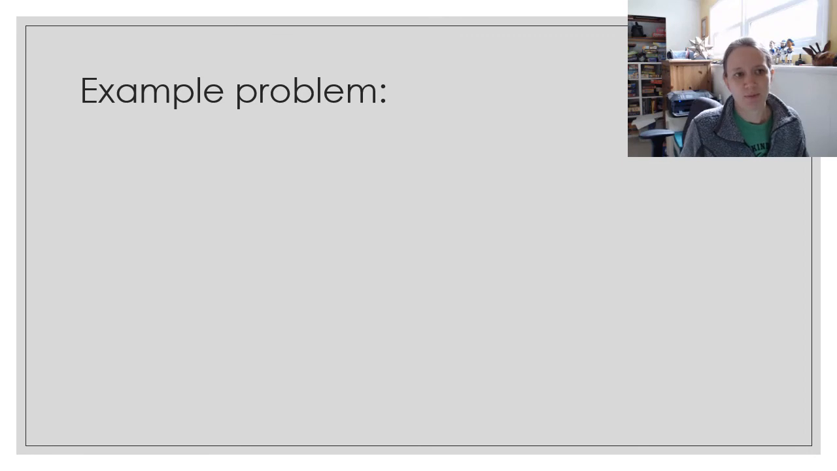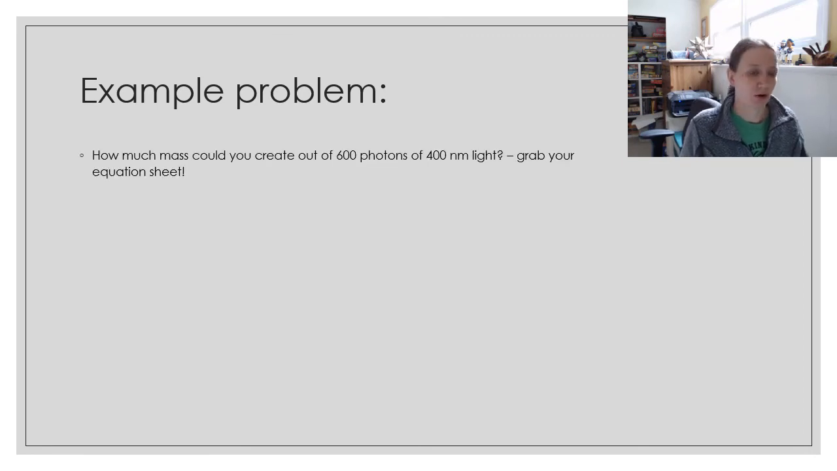One sample problem that you could encounter combines all of the ideas from the first two videos. How much mass could you create out of 600 photons of 400 nanometer light? If you happen to have a beam of light and you wanted to somehow convert the energy from that light into mass, how much could you make? I am going to encourage you to just pause the video and solve it yourself. But if you need a boost, I'm going to go through the steps and then give you the answer at the end.